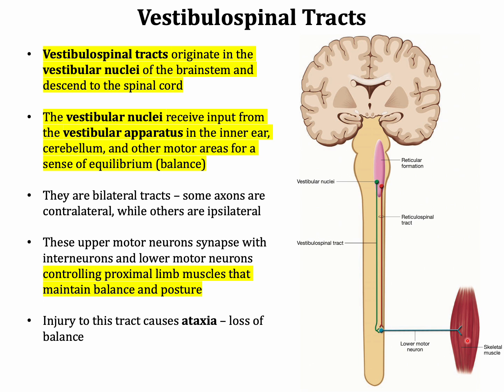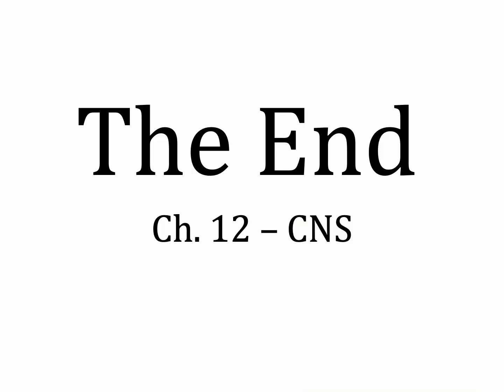So if someone has issues with this tract, issues with the vestibular nucleus, or even issues with the inner ear or cerebellum, that will lead to ataxia, a loss of balance and difficulty with moving. So that's the end of chapter 12, the central nervous system, and we'll continue this conversation in chapter 13.